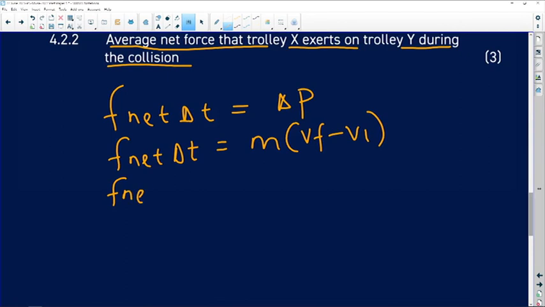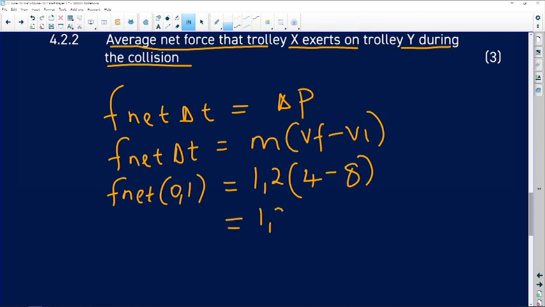So F net, what is my time then? 0,1 equal to, do I know the mass now? The mass of this block is 1,2. So it's 1,2. And then now, in bracket, do I know the final velocity? Yes, final velocity immediately after collision, we do have what there? We have 4, we have a minus. It began with what? With 8. So from now on, we just calculate, and therefore, we know that 1,2, 4 minus 8, I'm going to get minus what here?